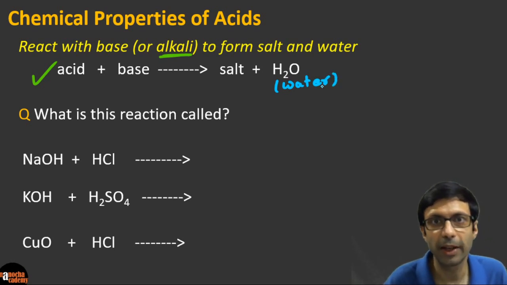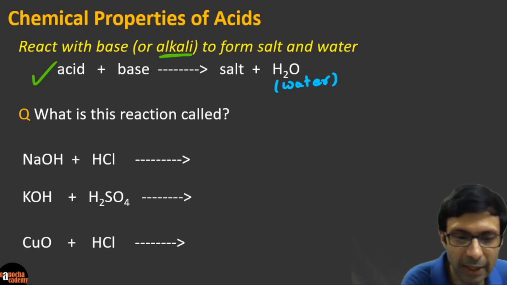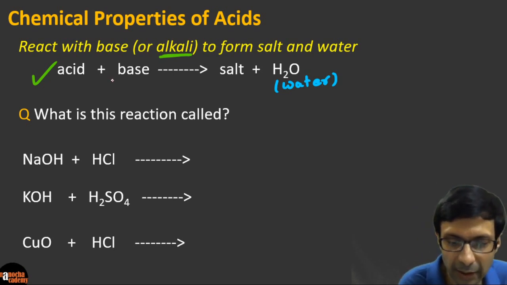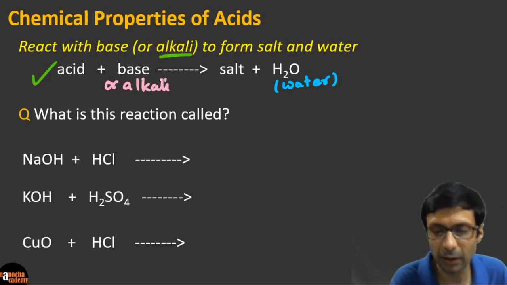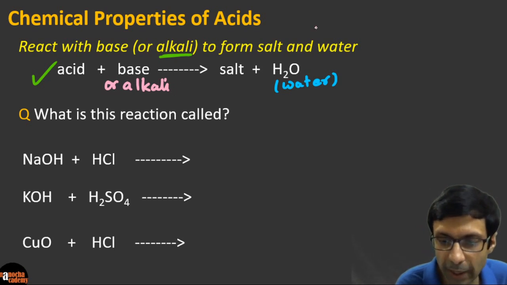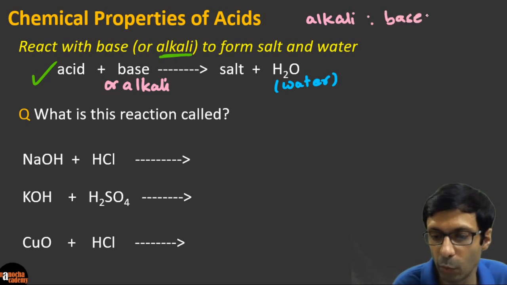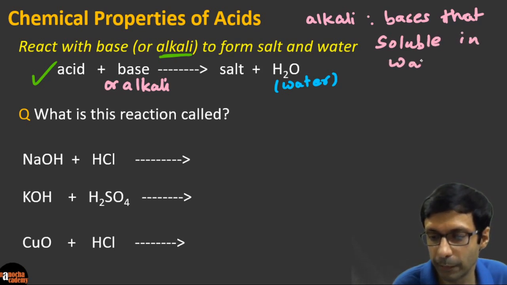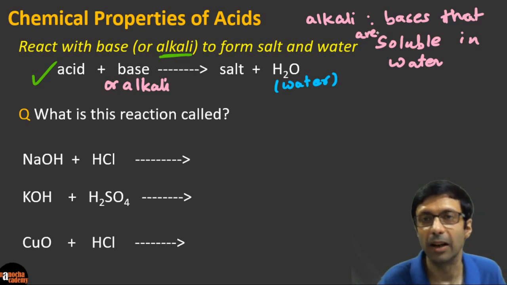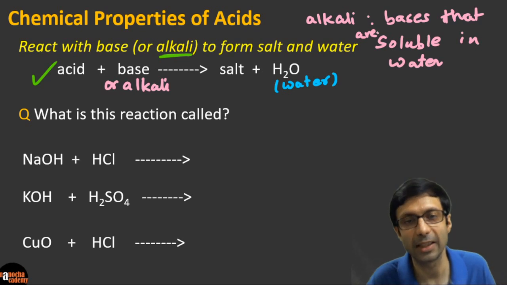So what is the difference between, so acid can react with a base, or it can react with an alkali. And very good, I see some of you are writing the correct answer. The definition of alkali is very simple. Alkali means those bases that are soluble in water. So bases that are soluble in water. Okay. So you need to know this, right? The definition of alkali, because not all bases are soluble in water.